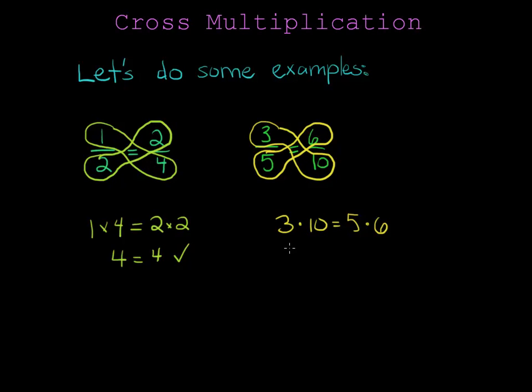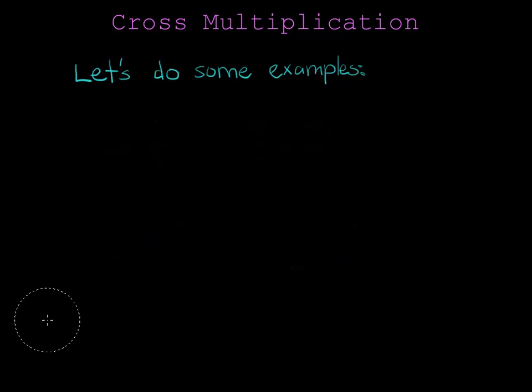Okay. So on one side I have 3 times 10, which is 30, and on the other side I have 5 times 6, which is also 30. So again, it works. 30 is equal to 30, and this rearrangement of the numbers is valid. Now let's try an example that has larger and more difficult numbers. Let's do 11/12 is equal to 22/24.